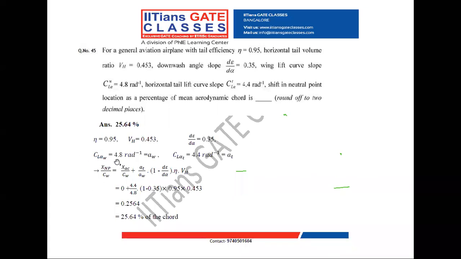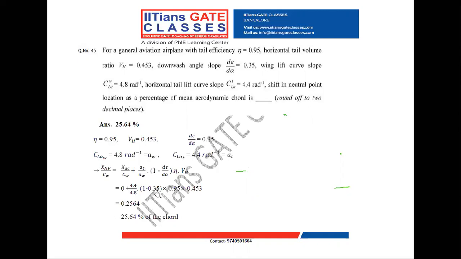Now we'll see what is the given data. Given data is tail efficiency factor eta equal to 0.95, and tail volume coefficient VH equal to 0.453, and downwash angle with respect to angle of attack d epsilon by d alpha equal to 0.35, CL alpha W for the wing equal to 4.8 per radian, which is the lift curve slope of the wing. CL alpha T is 4.4 per radian, which is the lift curve slope for the tail.